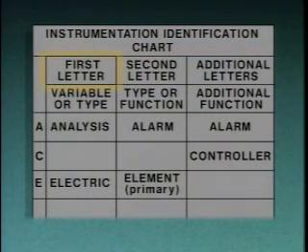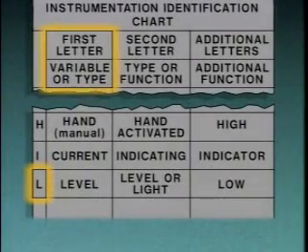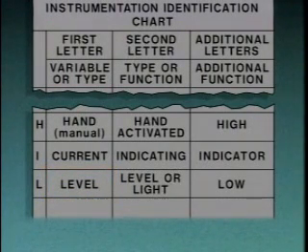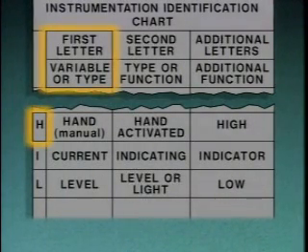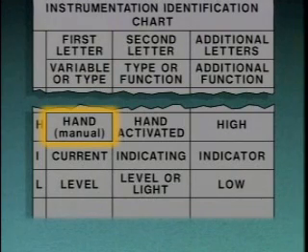In most cases, the first letter in the symbol designates the process variable associated with the symbol. For example, A as the first letter indicates that the instrument performs an analysis, such as a pH or density measurement. And L as the first letter means that the instrument measures level. If the first letter doesn't indicate a process variable, its meaning is usually explained on the chart. For example, H as the first letter stands for hand and means that the instrument is operated manually.